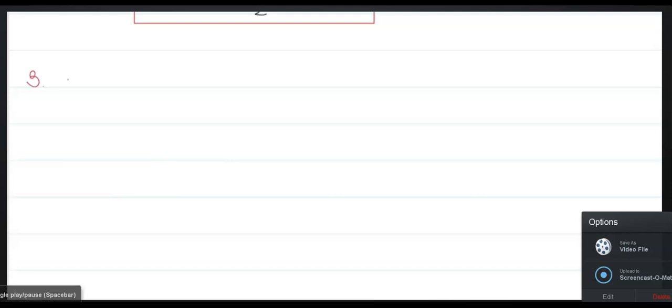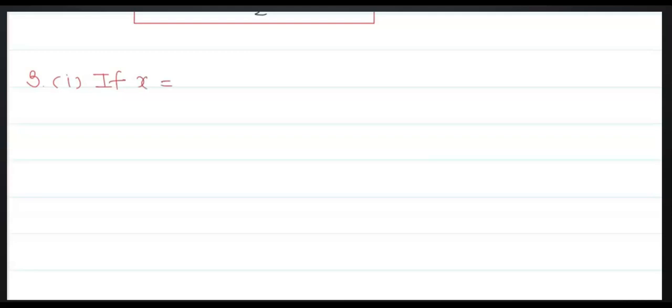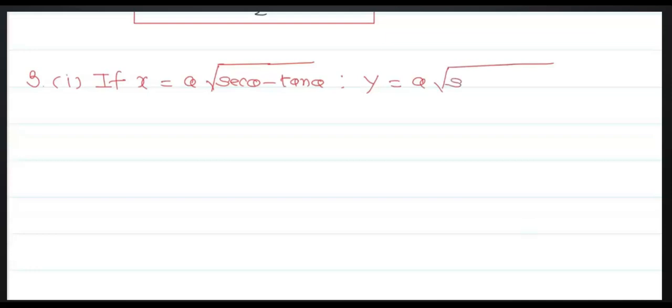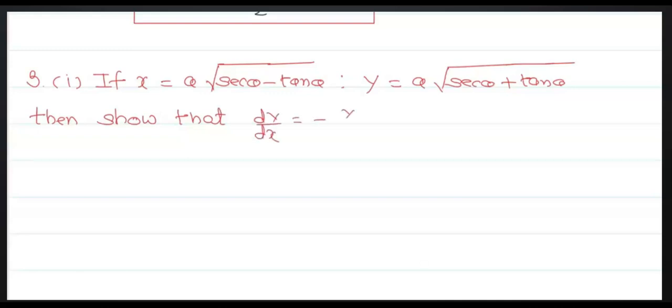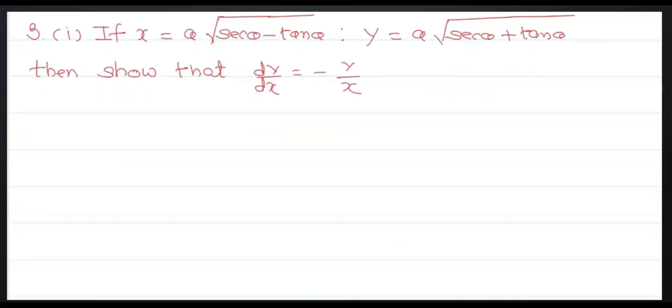Next is question number 3. If x is equal to a root of sec theta minus tan theta and y is equal to a root of sec theta plus tan theta, then show that dy by dx is equal to minus y upon x.